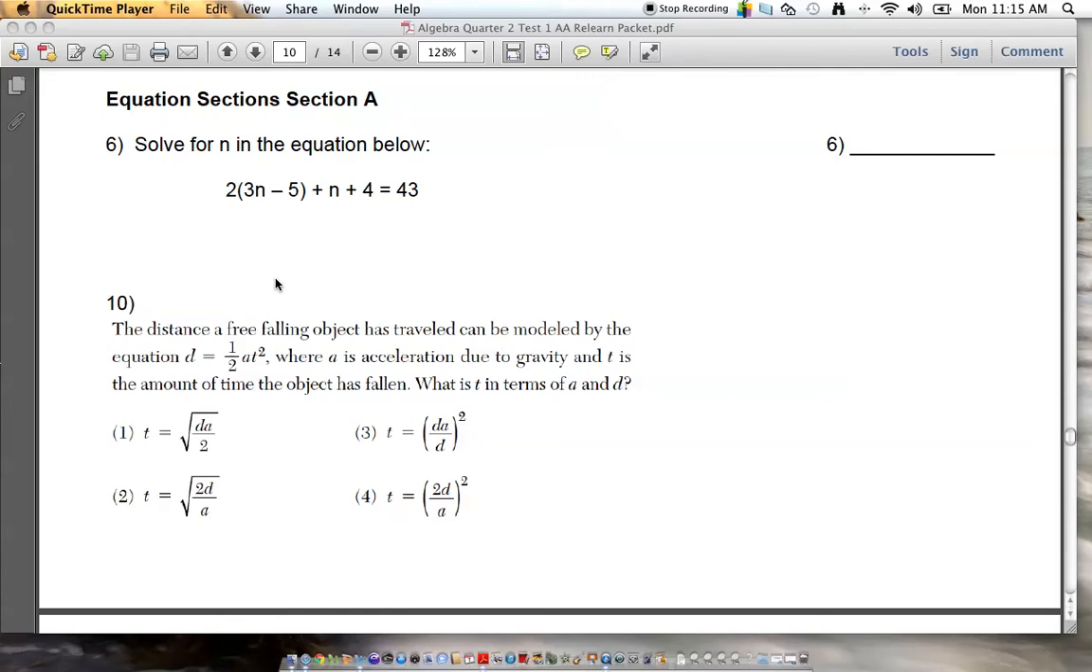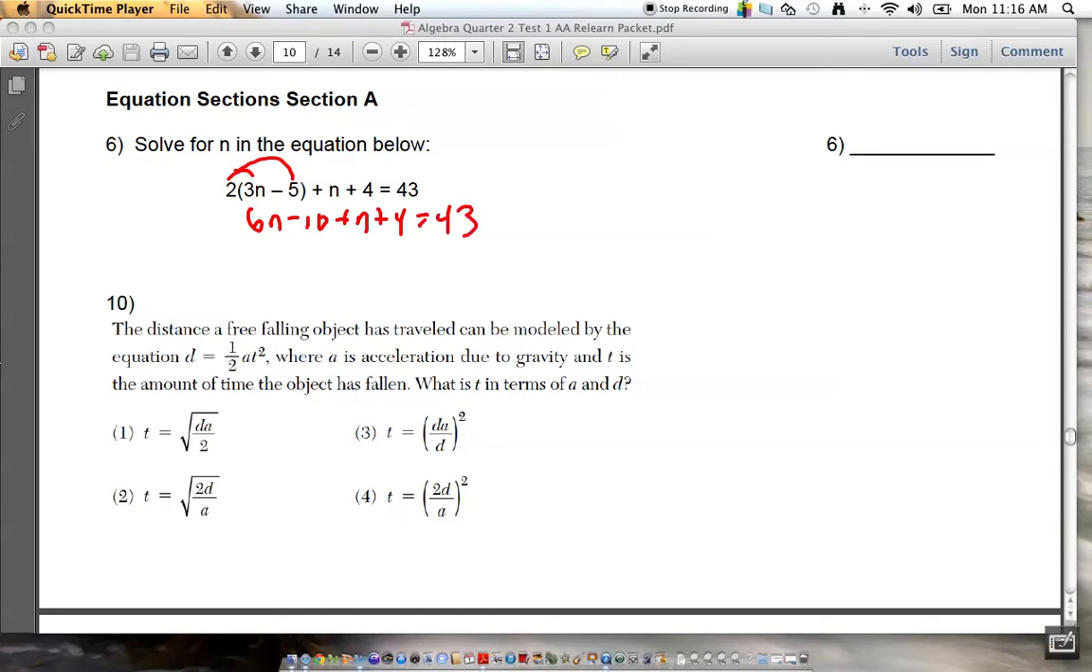Okay, equation sections, section A. So solve for n in the equation below. Pretty straightforward. You just have to distribute that 2 and get to work. So, distributing the 2, I get 6n minus 10 plus n plus 4 is 43.